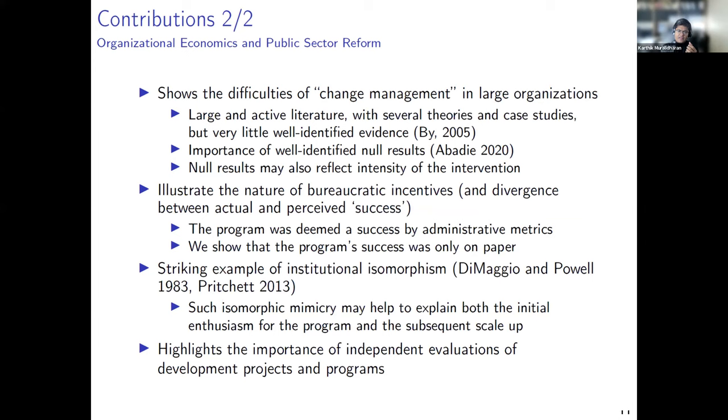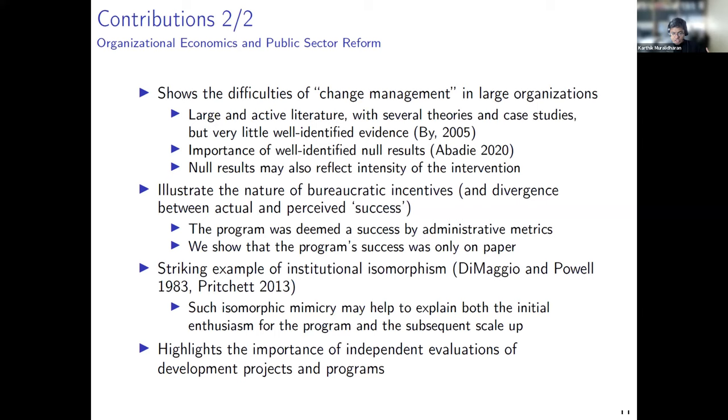There's an old sociology literature, and one of the most highly cited papers in sociology was this paper talking about institutional isomorphism. I'll give you a couple of quotes on that, which basically says that organizations copy each other to build legitimacy, even if it doesn't have impact. And it just highlights the importance of independent evaluations of development projects and programs.